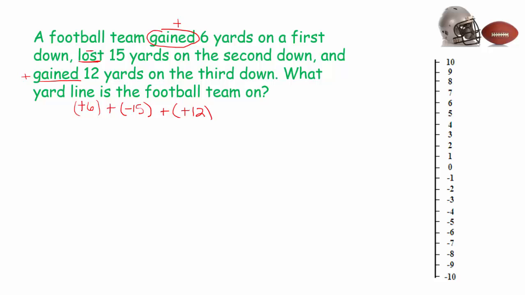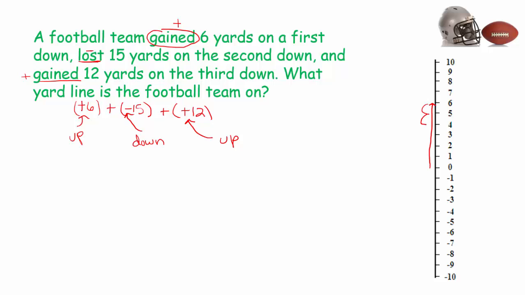And you know the positives we don't actually have to write in if we choose not to. But positive 6 is going to tell me I'm going to move up 6. From there, the negative tells me I'll move down 15. And then I have a positive 12. I'm going to move up 12. So I'm going to start at 0. I'm going to move up 6. From there, I'm going to go down 15.